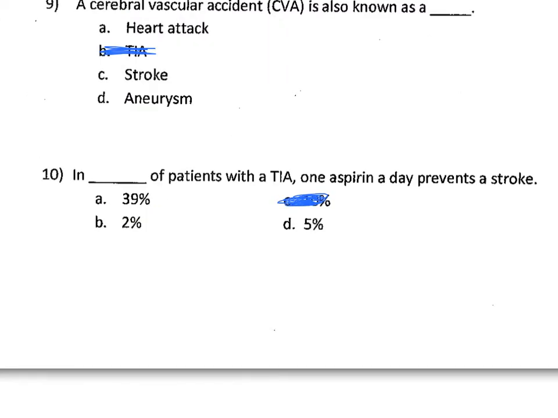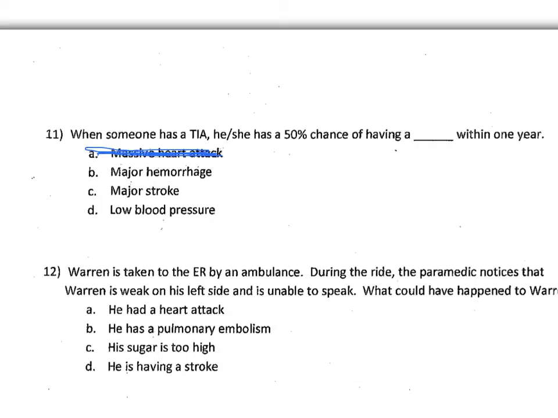Number 10, and what percent of patients with a TIA, 1 aspirin a day, prevents a stroke? Is it A, 39%, B, 2%, or D, 5%? Okay, number 11, when someone has a TIA, he or she has a 50% chance of having a what within a year? Is it A, a major hemorrhage, C, a major stroke, or D, low blood pressure?